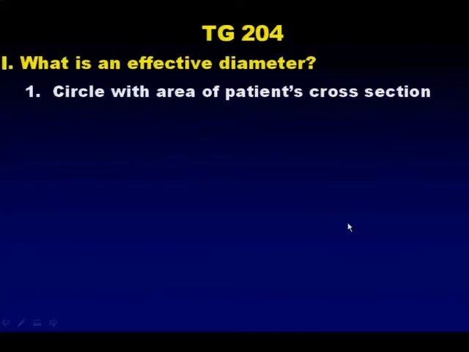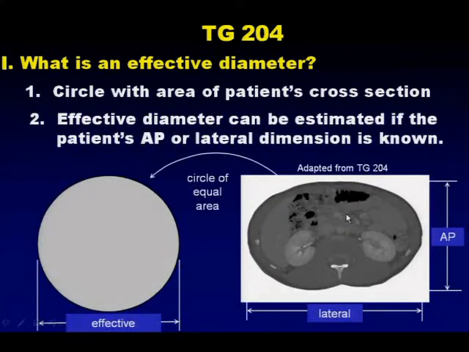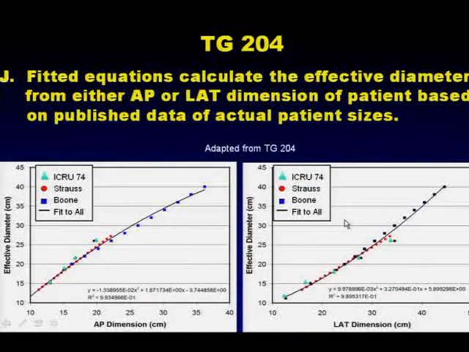You noticed on the slides that we talked about an effective diameter on the abscissa. What is that really all about? Well, we can take the ellipsoid patient and represent that patient by a circle with an effective diameter based upon the AP and the lateral dimension of the actual patient. Here's some fitted data where that was done, and all of this is in TG204. And if we compare the AP dimension to the effective diameter, the curve is concave down and it's concave up for the lateral dimension.